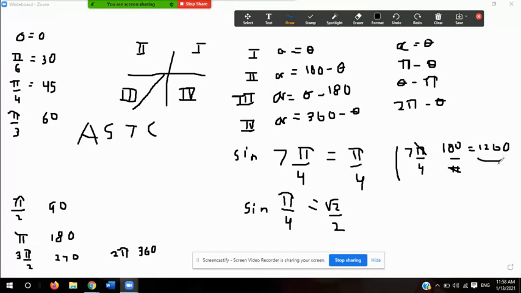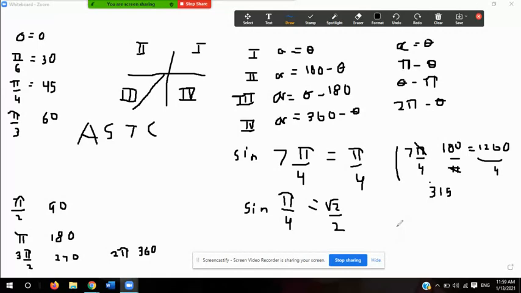If I divide 1,260 by 4, the answer is going to be 315. So this is going to be 315 degrees. And I know that 315 degrees is in quadrant 4. So that means that the only positive function in quadrant 4 is the cosine.